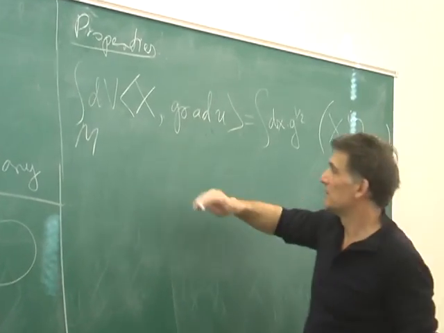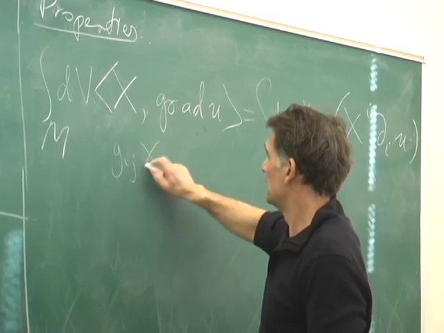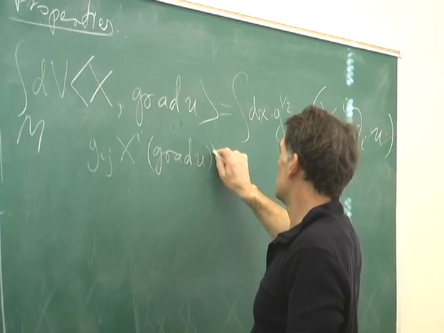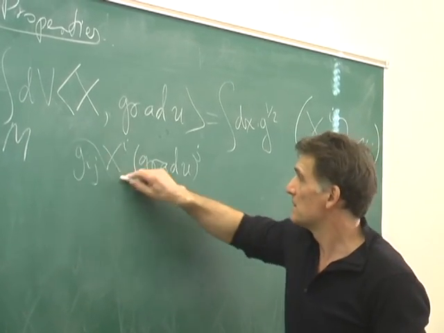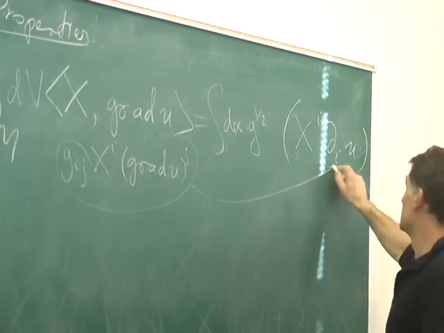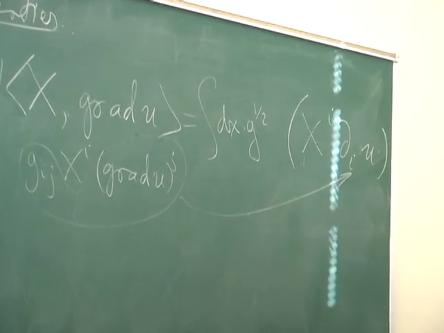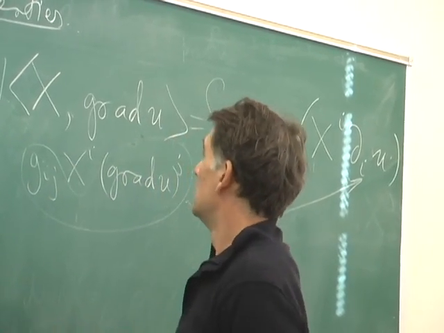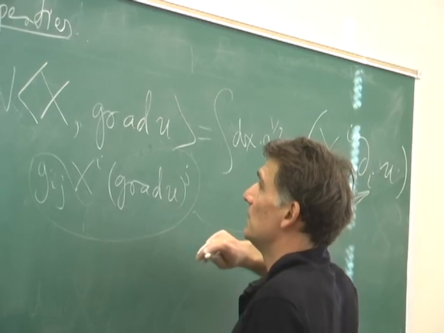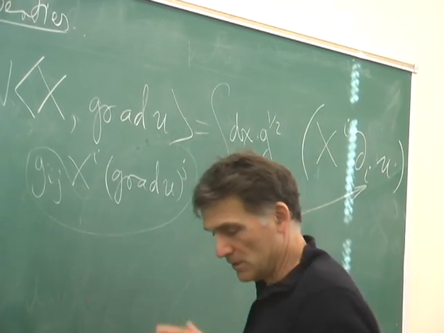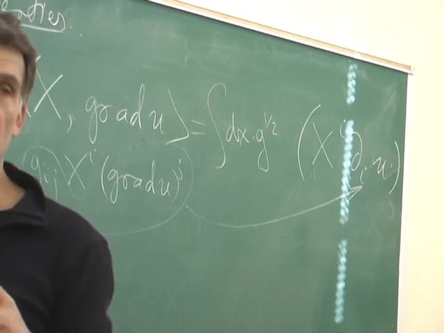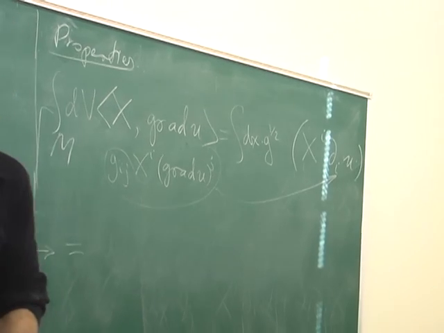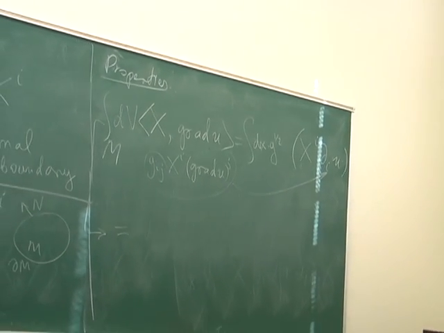Of course, you would write it with the metric g_ij X^i gradient u, the component j, but this together with that is exactly this. Okay, so then this is equal to, and suppose that the function u and this vector field have compact support, which means that on the boundary they are zero. So that's why you don't have the boundary terms in that formula.